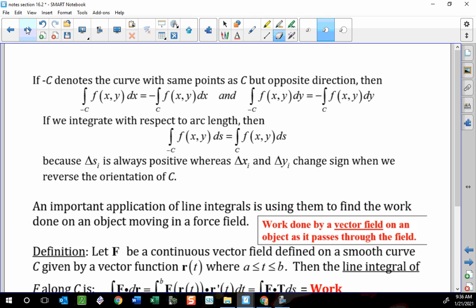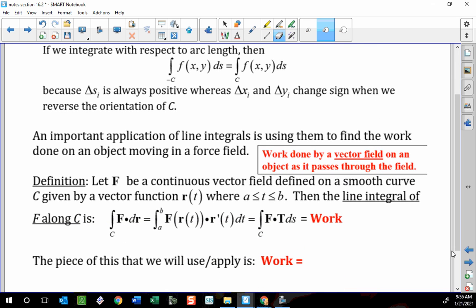So an important application of line integrals is using them to find the work done on an object moving in a force field. Okay, so work done by a vector field basically on an object as it passes through the field. And so that is the work, right? So it's the work done by the vector field on that object when it's traveling through that vector field.